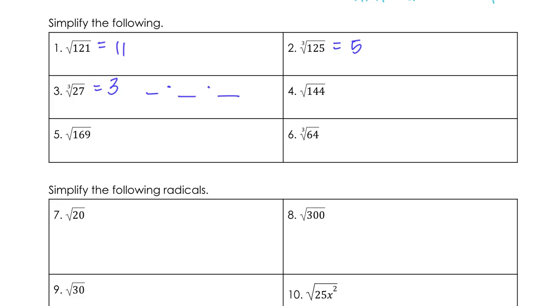What about the square root of 144? 12, good. Square root of 169 is 13. What about the cubed root of 64? Good, 4. So once again, what times what times what? 4 times 4 is 16. 16 times 4 is 64. So can I fairly ask any of these questions on the test? Yes. What about anything that's on your homework? Yes. Good.